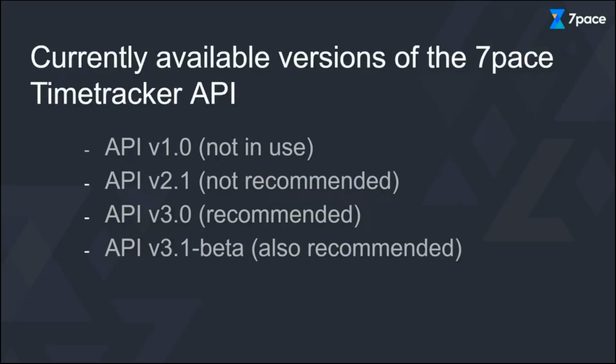The current available versions of the API are Timetracker API version 1. This one is no longer in use. Then we have the 2.1 version. This is in use, but we do not recommend using it due to its limited nature. And then we have the version 3.0, which is recommended to use, and the 3.1 beta version of the Timetracker API, which is also very much recommended because of all the various options that you get with using this API.